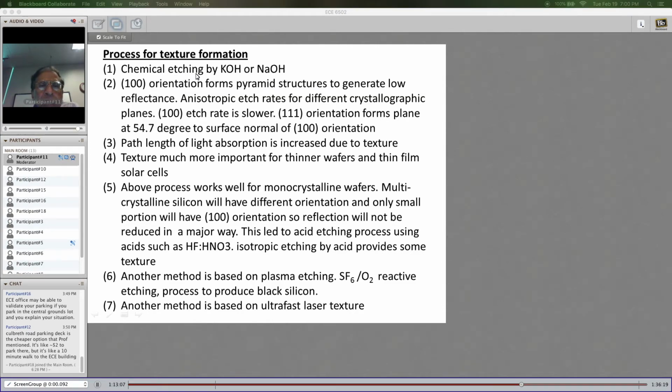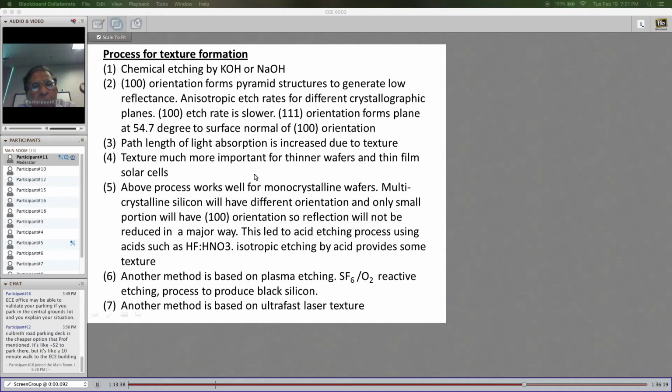So to get this texture, we use chemical etching by KOH or sodium hydroxide. The 100 orientation forms a pyramid structure that generates low reflectance, because of anisotropic etch rates for different crystallographic planes, 100 versus 111. So I'm just summarizing: the path length of light absorption is increased due to the roughness.